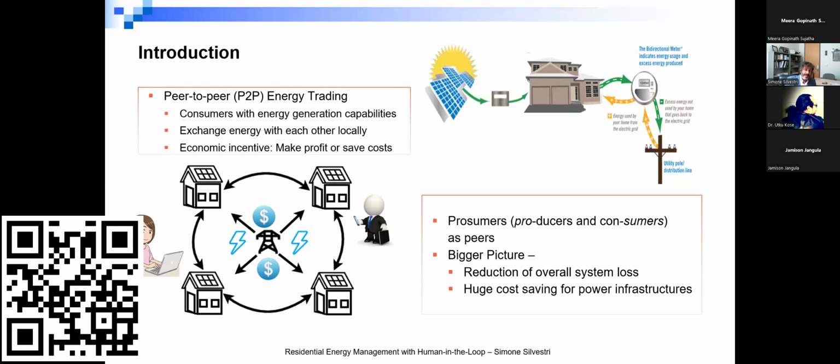You reduce the cost for the actual power system, because you do not need to invest so much in infrastructure. And also there is a saving of energy, because the energy is produced and consumed locally versus producing in a large power plant and then transferring it all the way to your house, which includes significant losses.